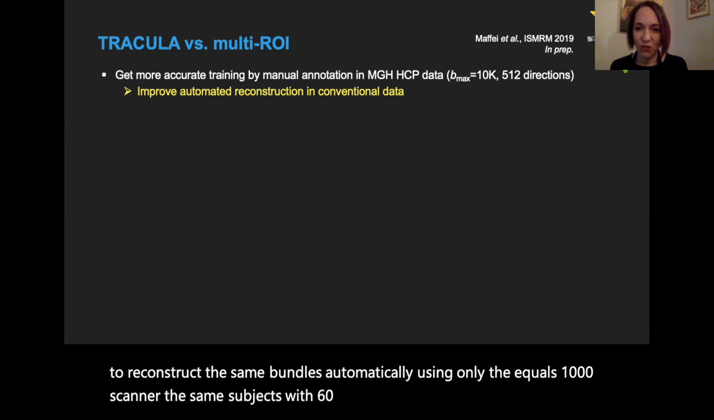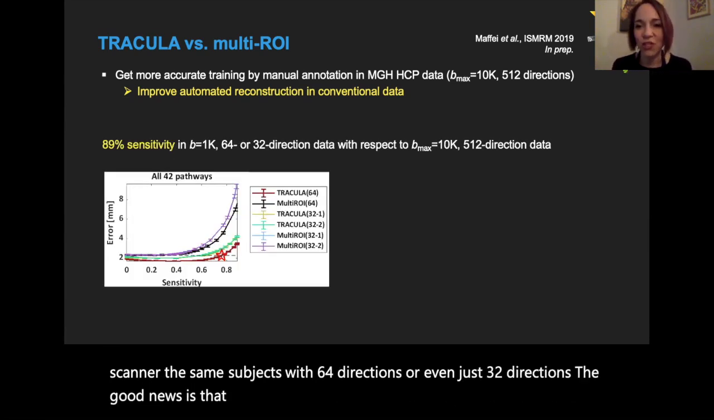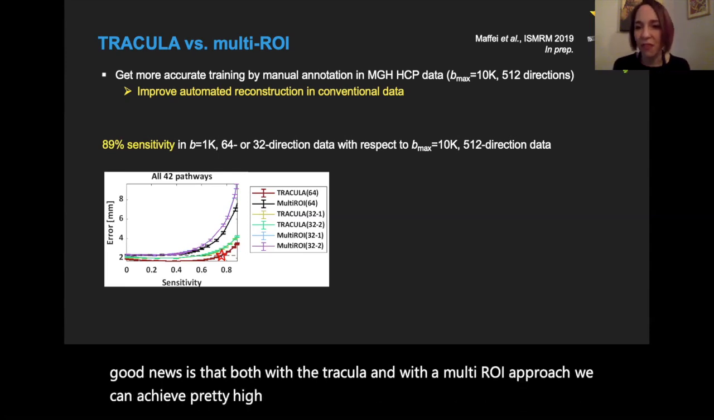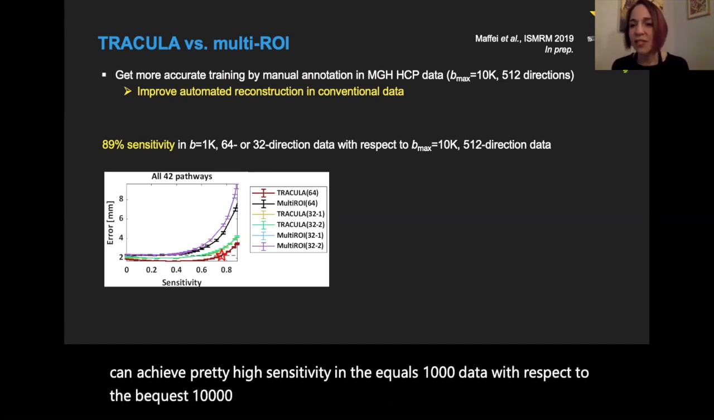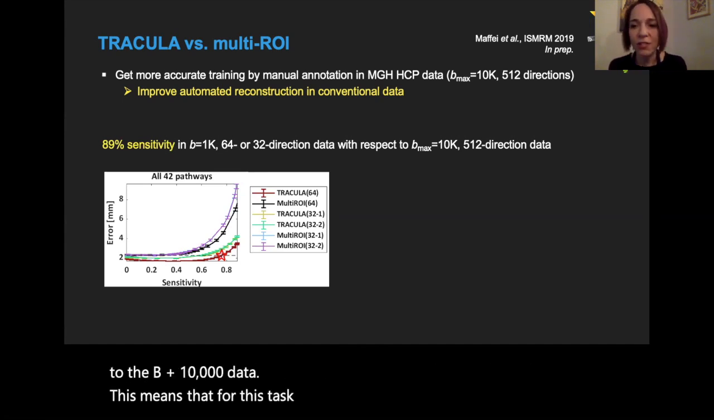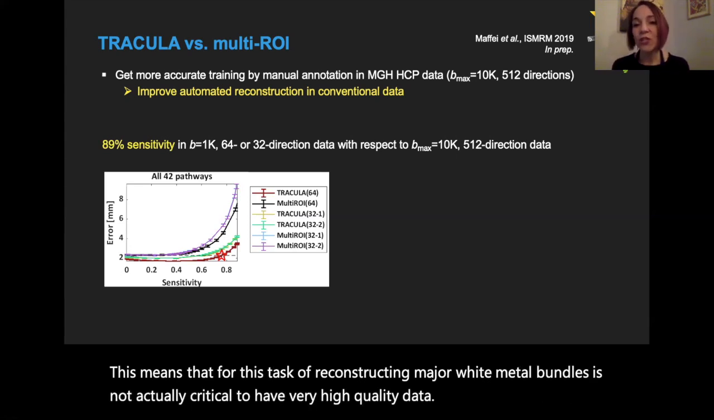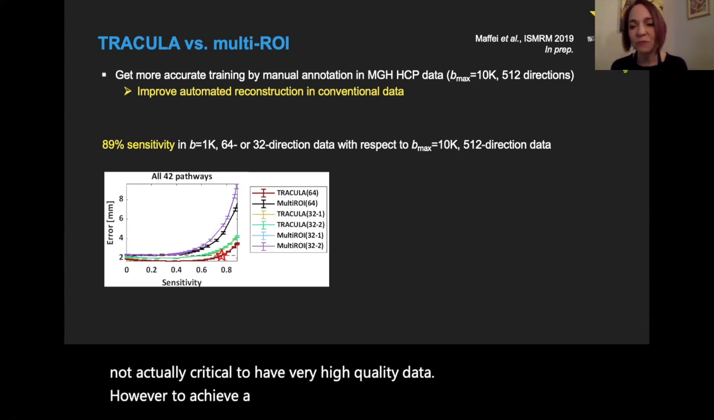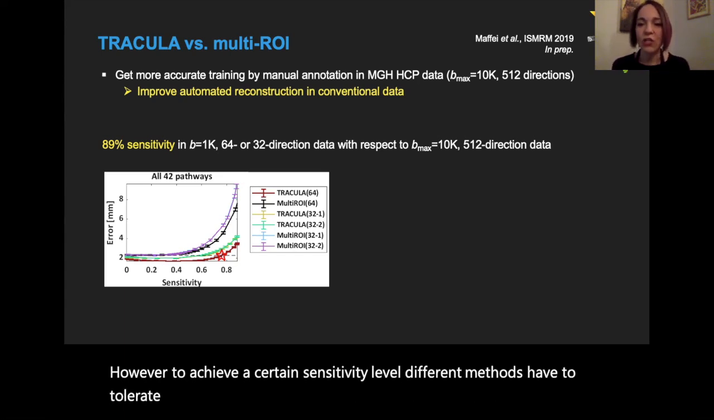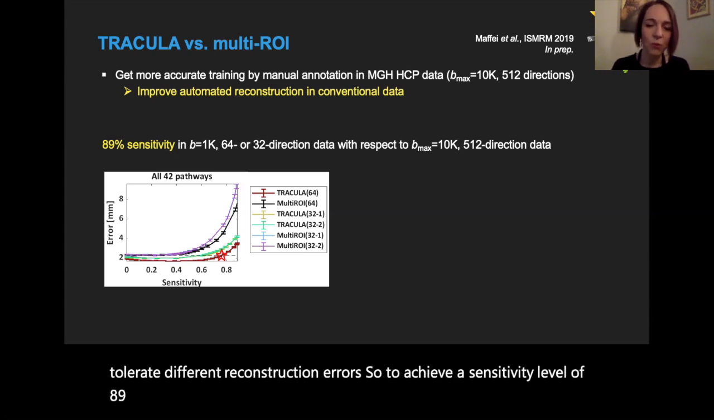The good news is that both with TRACULA and with the multi-ROI approach, we can achieve pretty high sensitivity in the b equals 1,000 data with respect to the b equals 10,000 data. This means that for this task of reconstructing major white matter bundles, it's not actually critical to have very high quality data. However, to achieve a certain sensitivity level, different methods have to tolerate different reconstruction errors.